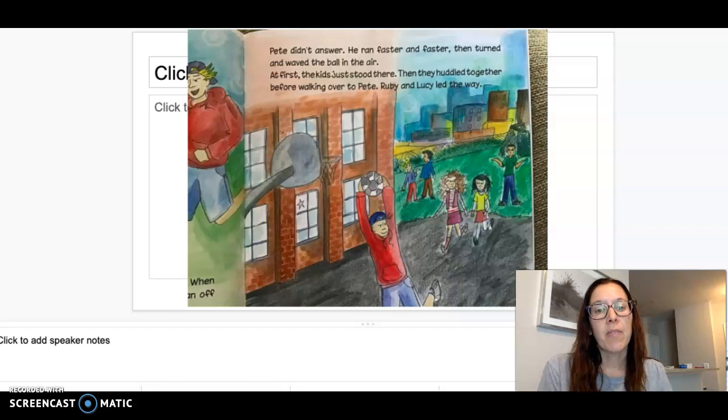Pete didn't answer. He ran faster and faster, then turned and waved the ball in the air. At first, the kids just stood there. Then they huddled together before walking over to Pete. Ruby and Lucy led the way.